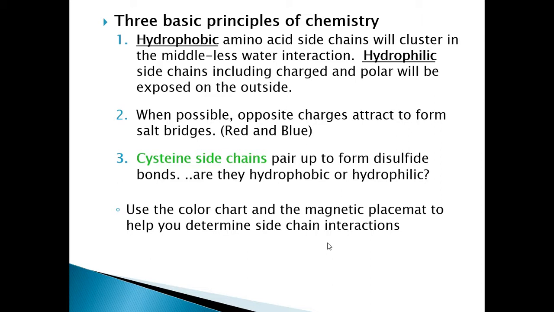Opposite charges will always attract and form a salt bridge. So those would be the highly charged amino acids, okay, and they're usually colored red and blue. And then cysteine is a unique amino acid. What that does is that forms a disulfide bond, okay.